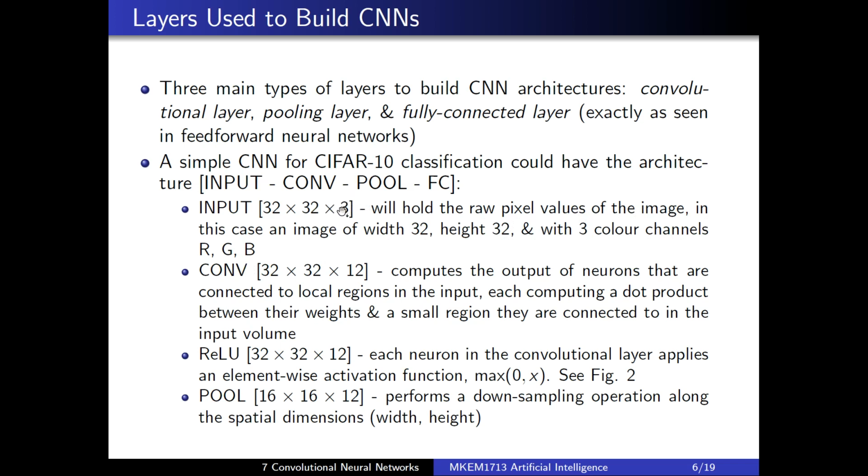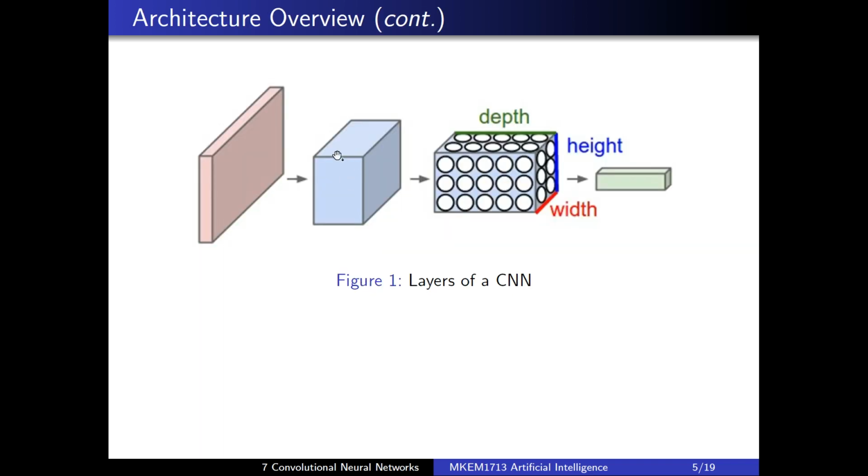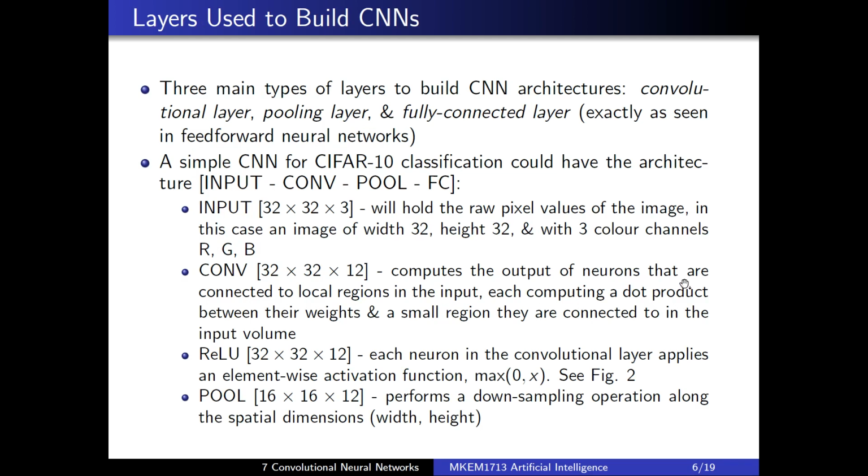It will hold the raw pixel values of the image, in this case an image of width 32 pixels, height 32 pixels, and with 3 color channels RGB. That's why we have times 3 here. Each channel holds information of one of the color channels: red, green, and blue. The convolutional layer, as you can see, has the dimension 32 by 32 by 12. 12 refers to the depth. It computes the output of neurons that are connected to local regions in the input, each computing a dot product between their weights and a small region they are connected to in the input volume. We will see a more detailed explanation shortly on the convolutional layer.